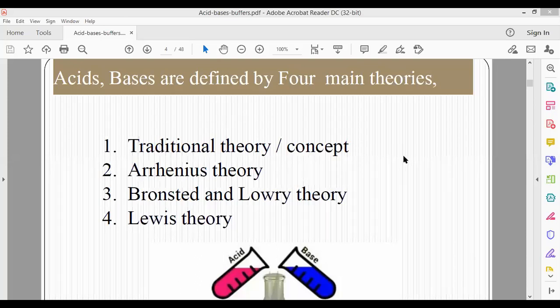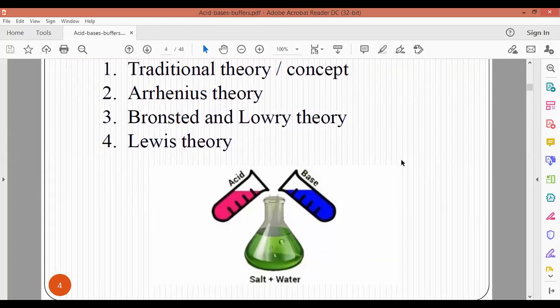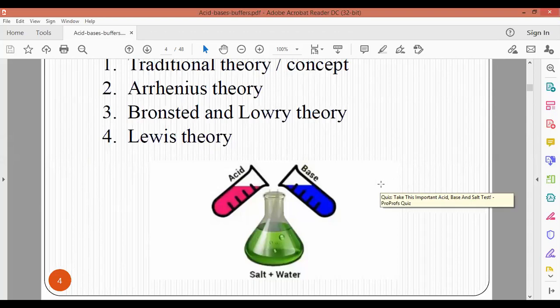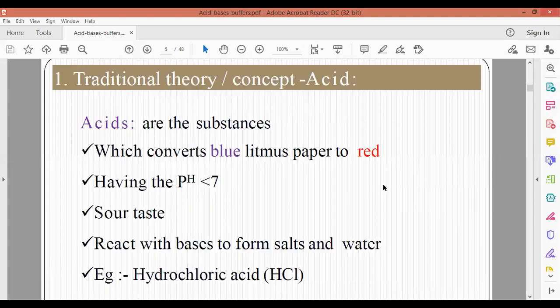See, here I give one picture also. When acid and base react with each other, salt as well as water are formed. Already I told what is acid and base. When the H+ ion reacts with the OH- ion, salt as well as water are formed. So one by one we'll take the traditional theory, how it explains acids as well as bases. See, what is the traditional theory?